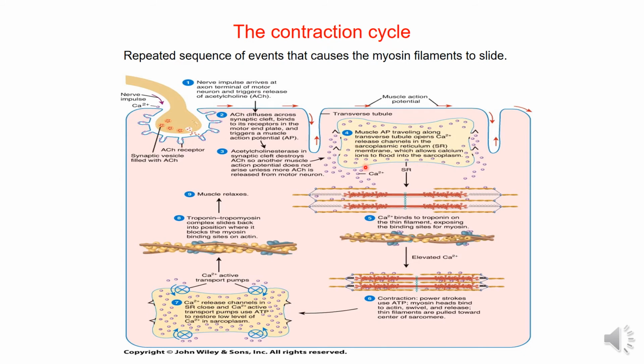Release of calcium from the sarcoplasmic reticulum due to activation of dihydropyridine receptors and ryanodine receptors. Calcium binds with troponin. Troponin moves tropomyosin away from the binding sites. Contraction of the sarcomere. Pumping of calcium back to the sarcoplasmic reticulum. Return of tropomyosin to its original position. Muscle relaxation.